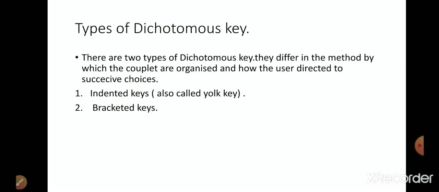So basically, a dichotomous key has two main types, and they differ in the method by which the couplets are organized and how the user is directed to successive choices. The first one is the indented key, which is also called the yoked key, and the second one is the bracketed key.